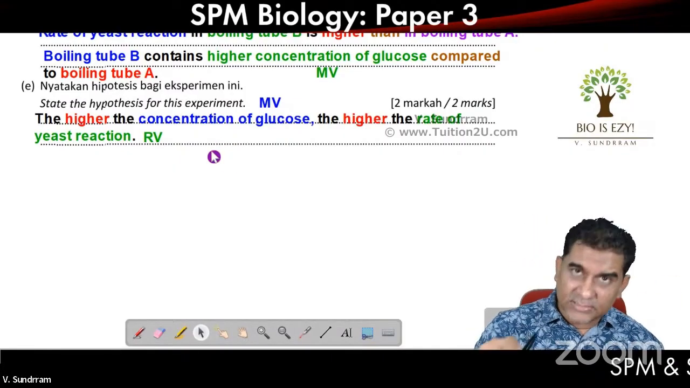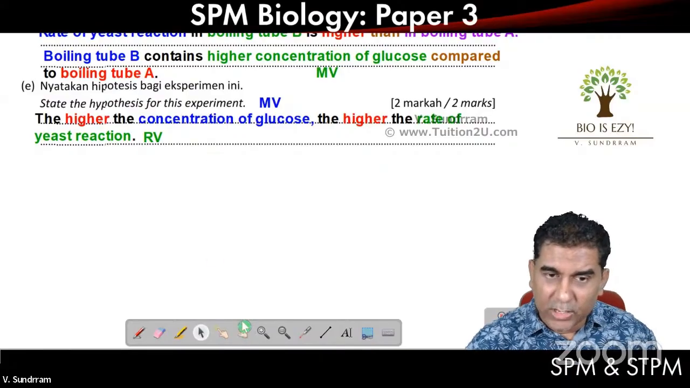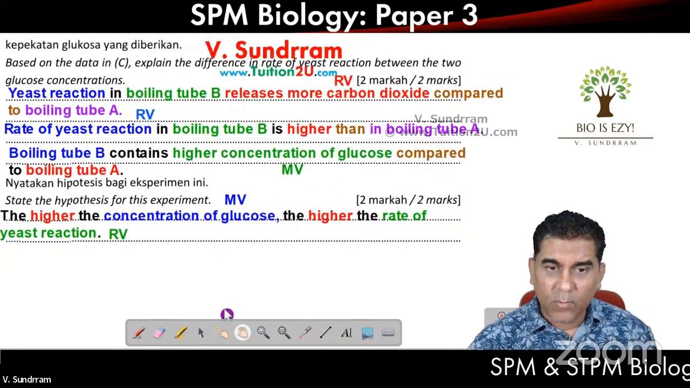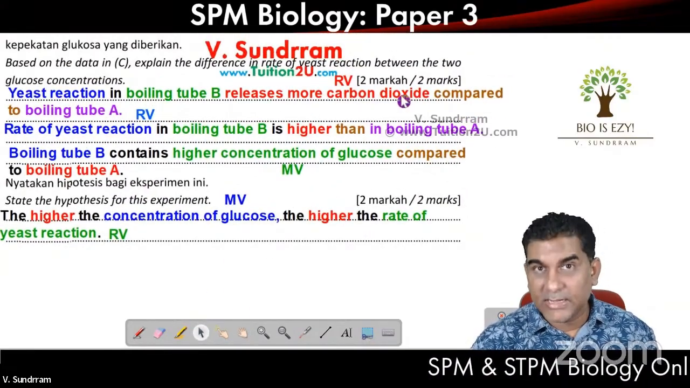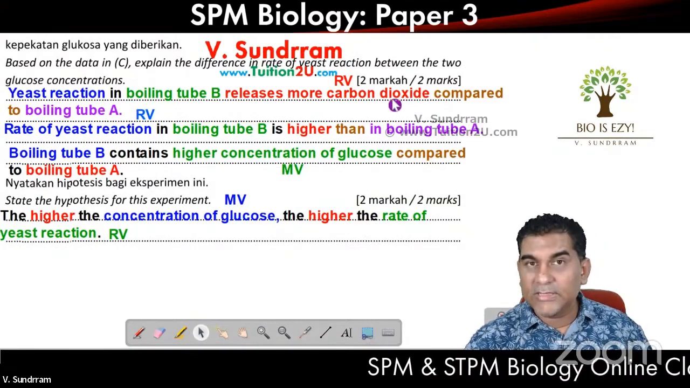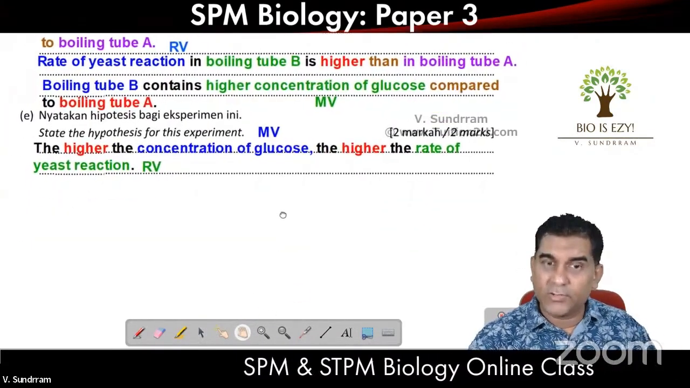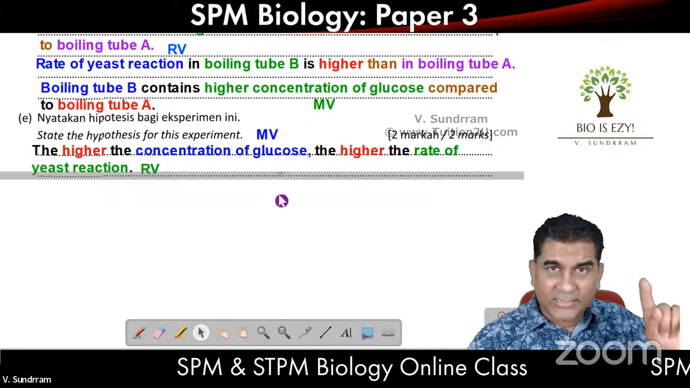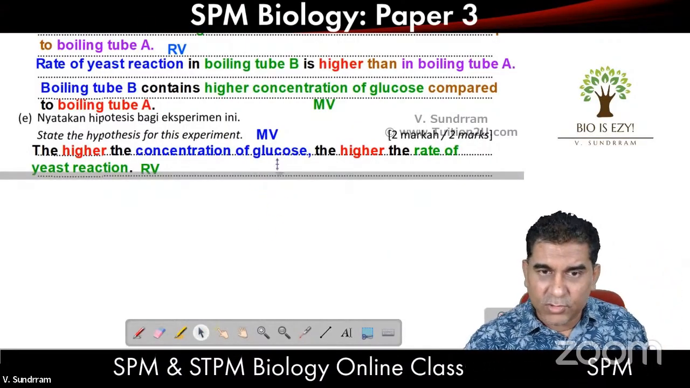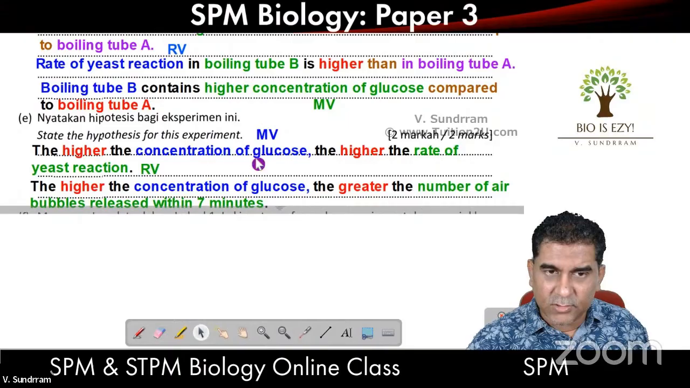But if you realize, in this experiment there are two RVs. One RV is the number of bubbles that are released. Another RV is the rate of reaction. The rate of reaction we already used. If you want, there is another answer. In exam time, writing one is enough. I'm showing you both. The other answer you can use is this.